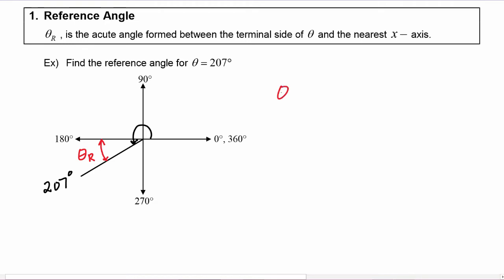To calculate theta r, we're going to subtract 207 degrees minus 180 degrees, and we find out that theta r is equal to 27 degrees.